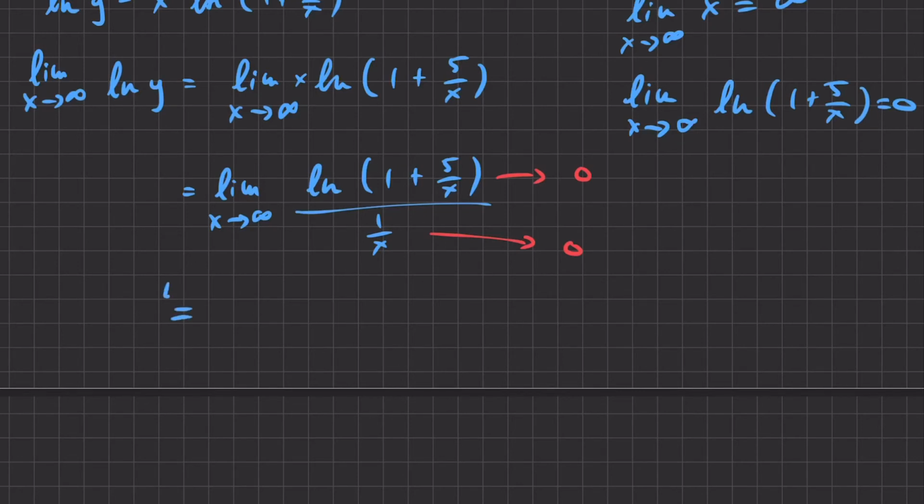So this is equal to, using L'Hôpital's rule, the derivative of ln of 1 plus 5 over x, which is going to be 1 over 1 plus 5 over x times the derivative of the inside, which is going to be negative 5x to the negative 2, all over the derivative of the bottom. Well, the bottom is x to the negative 1. Where did the negative 5 come from? Well, we've got an x to the negative 1, right? Are we good? Yeah. Okay.